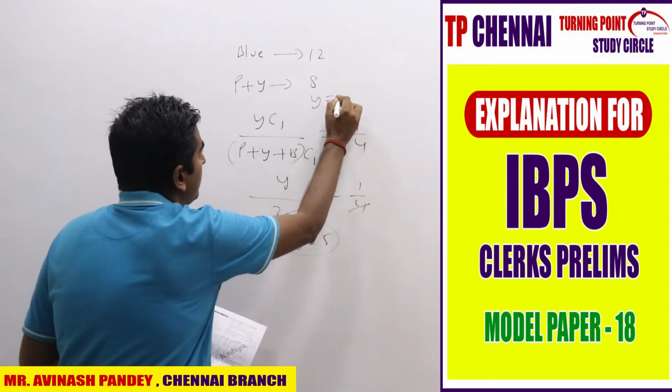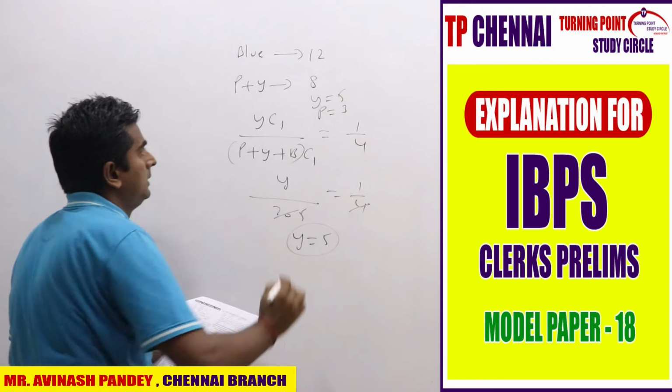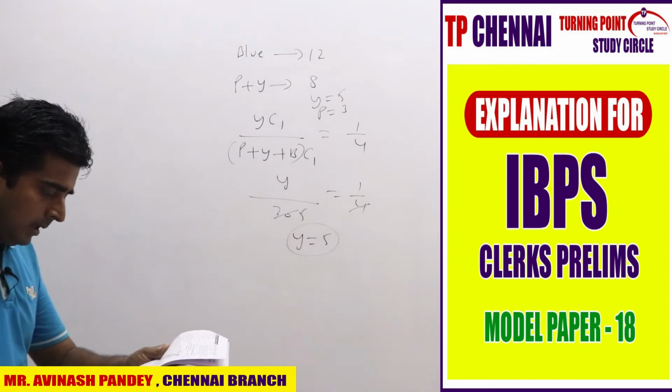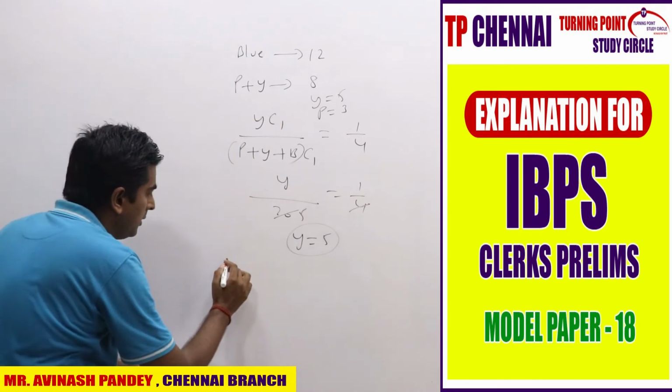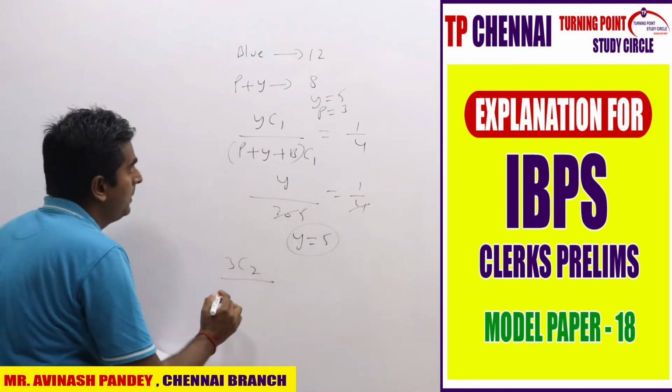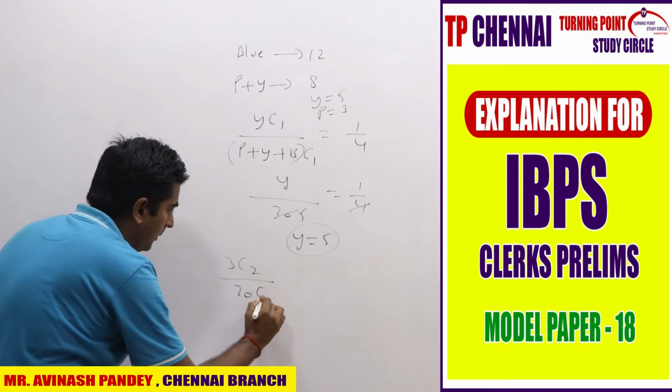So what about my pink ball? It is nothing but how much? 3, right? Now what they are asking here, find the probability of taking two balls, both are pink. So pink is nothing but 3 balls. So you are taking 2 balls, 3C2 divided by total 20C2.